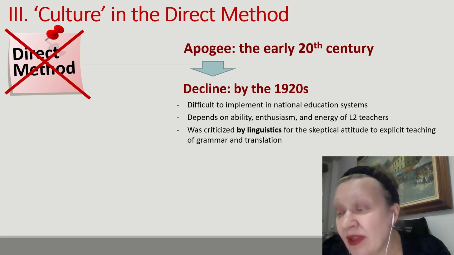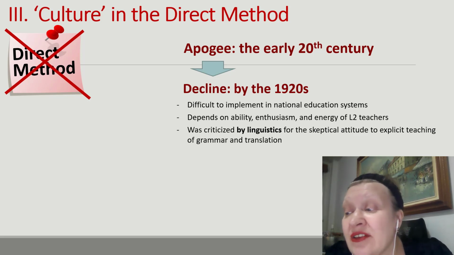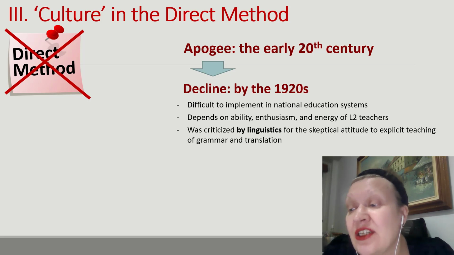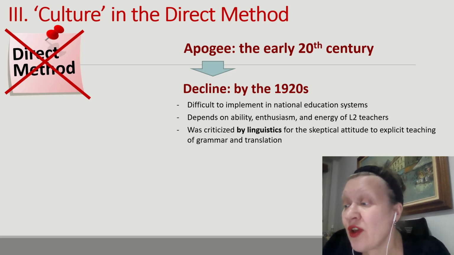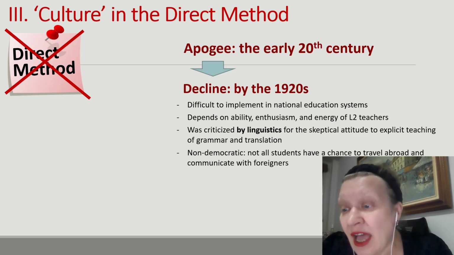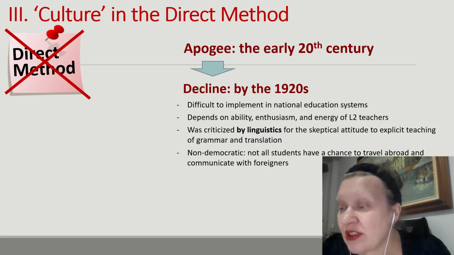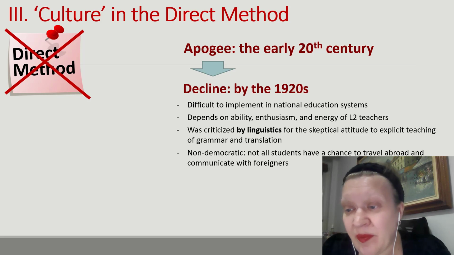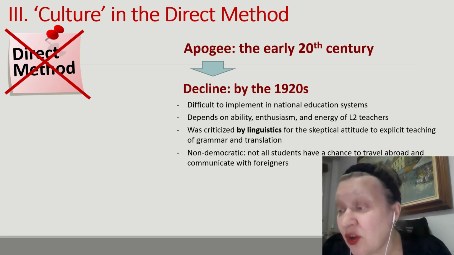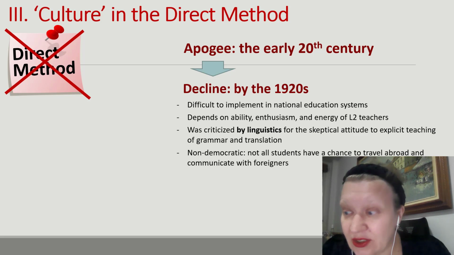In addition, some linguists of the time, for example Otto Jespersen, criticized the skeptical attitude of the direct method regarding the explicit teaching of grammar and the usage of the student's mother tongue. And finally, the direct method has been challenged for its non-democratic orientation. By promoting oral communication, the method prepared learners for traveling abroad and communicating with foreigners. That was not of intention or capacity for many learners of public schools.